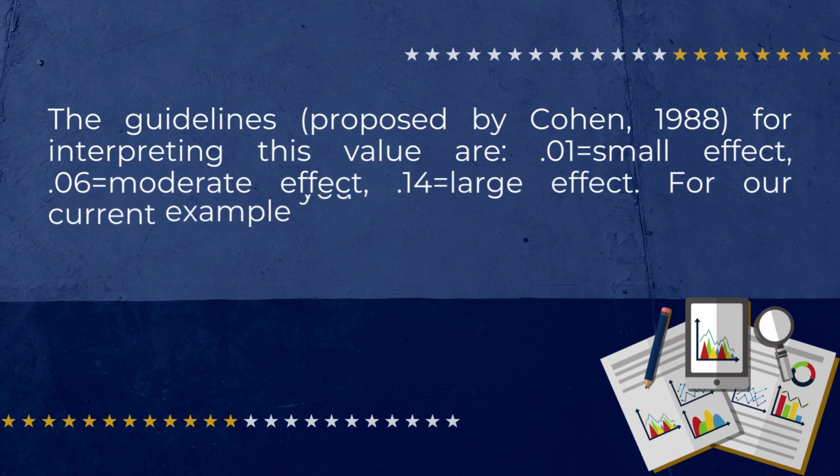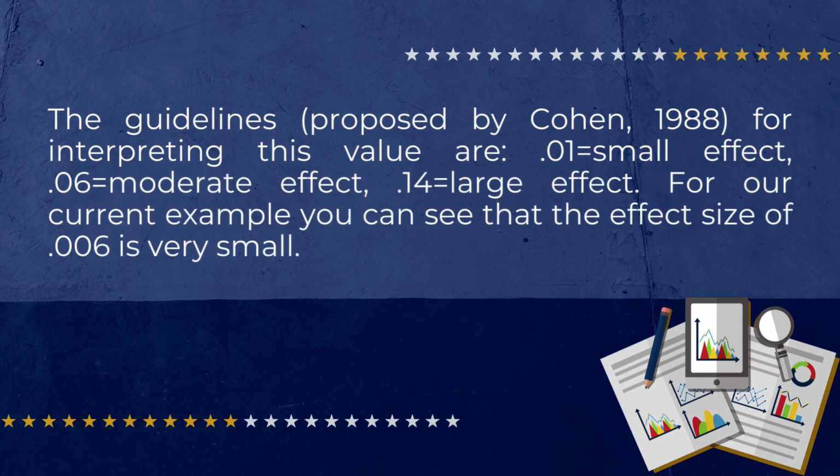Different guidelines have been proposed by Cohen about what the values of the eta squared we get from the studies mean. If we get the value of 0.01, it basically reflects a small effect, and if we get the value of 0.06, it reflects a moderate effect, and if we get the eta squared value of 0.14 or above, it is going to reflect a large effect size. For our current example, you can see that the effect size is 0.006, that is very small.